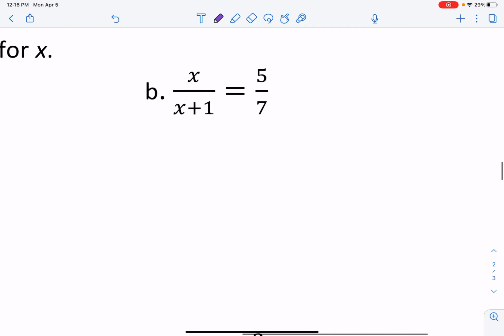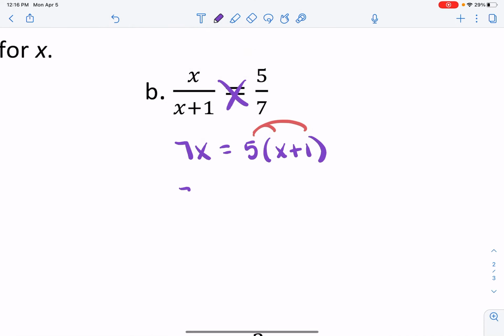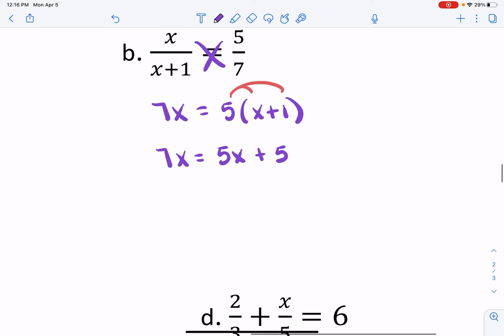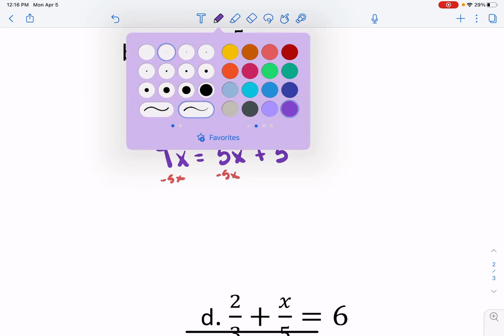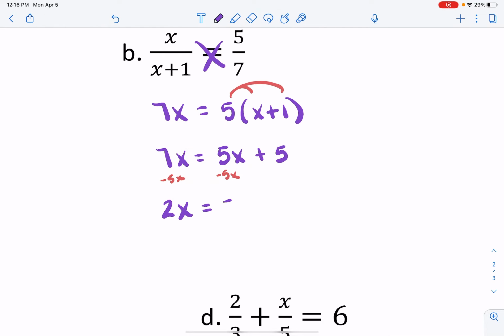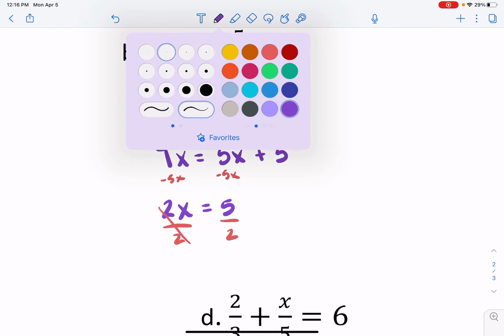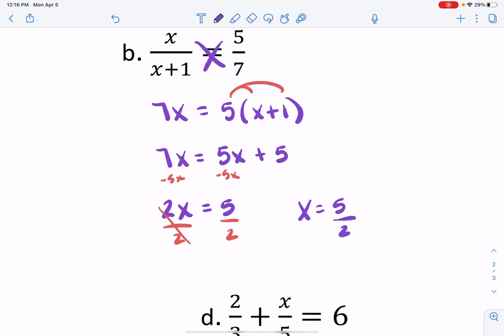Okay. B, go ahead, we can cross multiply here again. So we've got 7 times x, which is 7x, and 5 times x plus 1, put that in parentheses. Make sure we distribute. So that's 7x equals 5x plus 5. We'll combine like terms, so let's subtract 5x. So 2x is equal to 5. We'll divide by 2 on each side. So x is equal to 5 halves, or 5 over 2.